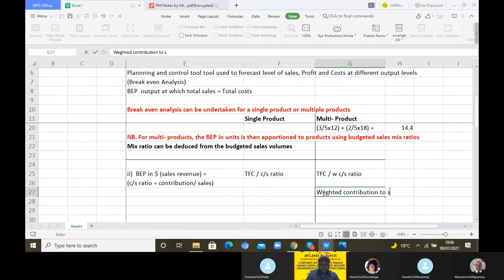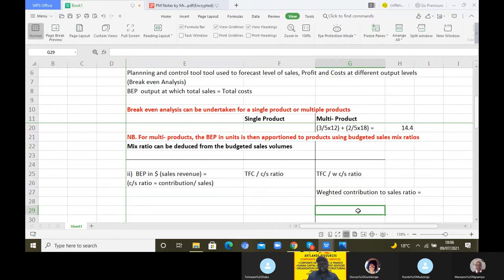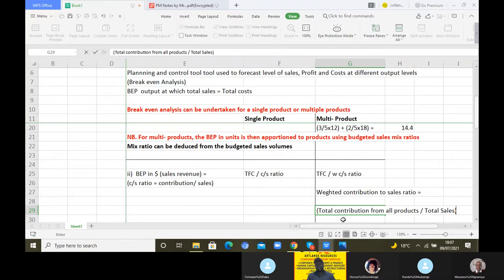Weighted contribution to sales ratio equals, here is how you calculate it. You say total contribution from all products, meaning add all the contribution together, assuming that every output is sold, divided by total sales. This is how you calculate weighted contribution to sales ratio.